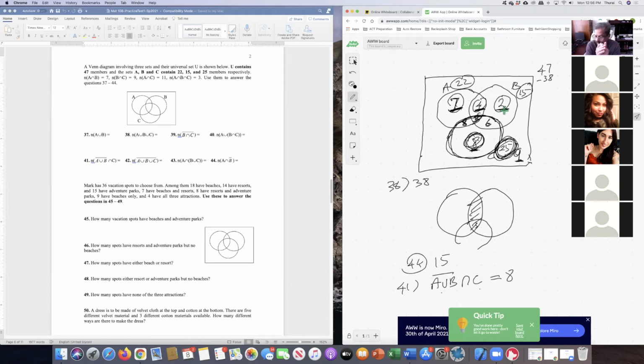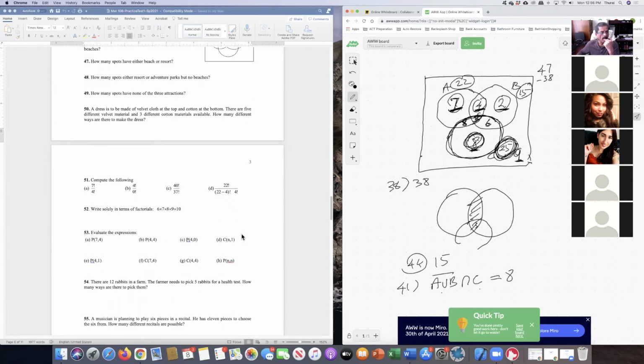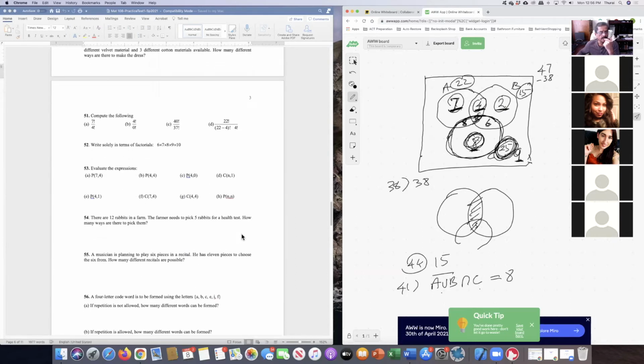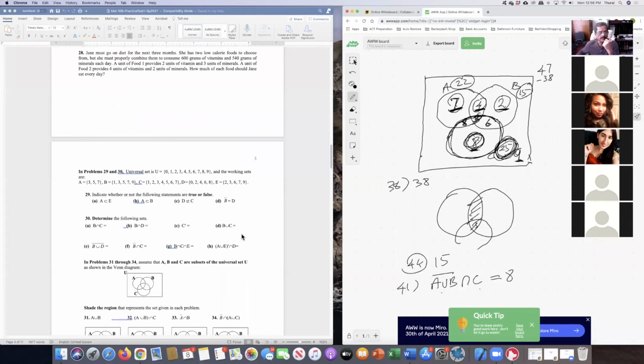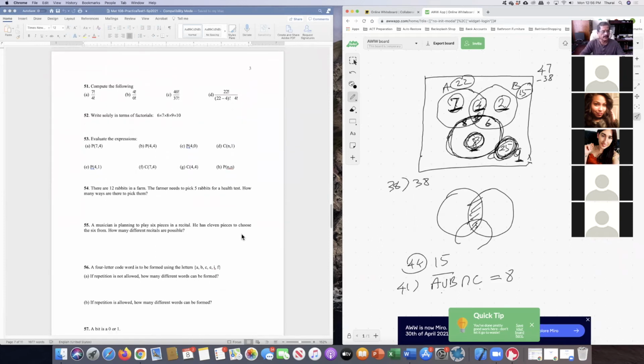Okay, anything else from this page? All right, moving to the next page. I don't know why the page numbers got messed up. This is 6, so this is 7. Page 7 has all these factorials, permutations, and combinations. Any question there?